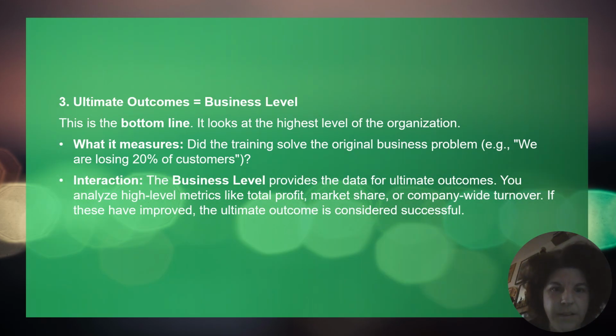Ultimate outcomes are the business level focus. This is the bottom line. It looks at the highest level of the organization. What does it measure? Did the training solve the original business problem? We're losing 20% of our customers, for example. What interaction does this play? Well, at the business level, it provides the data for ultimate outcomes. You are going to be analyzing high-level metrics like total profit, market share, or company-wide turnover. If these have improved, the ultimate outcome is considered successful.